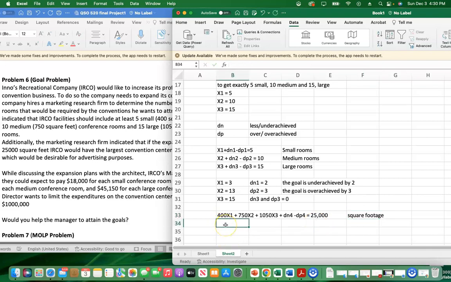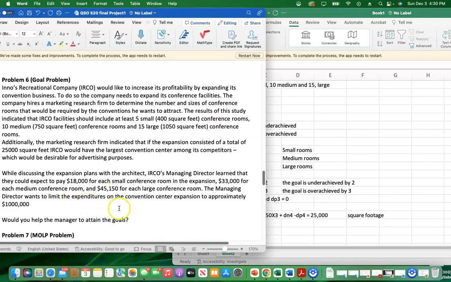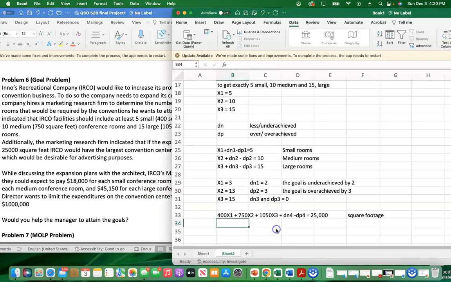And then let's finish up with the other constraint. Here it says that the company would like to spend $1 million, of which we said it can spend a little bit more or a little bit less. And we can see that it can spend $18,000 for each small conference room, and $33,000 for each medium conference room, and $45,150 for each large conference room.